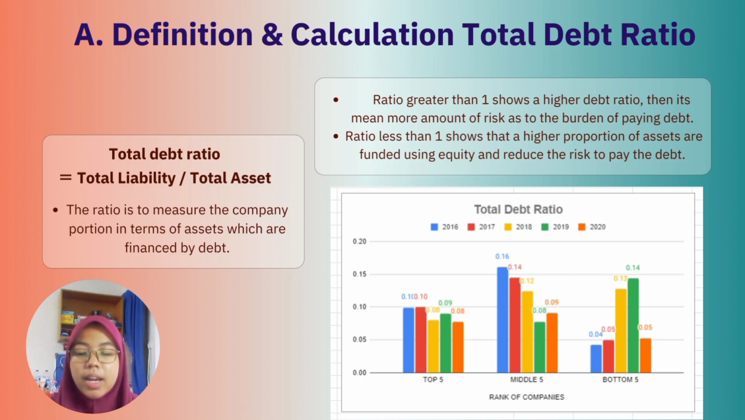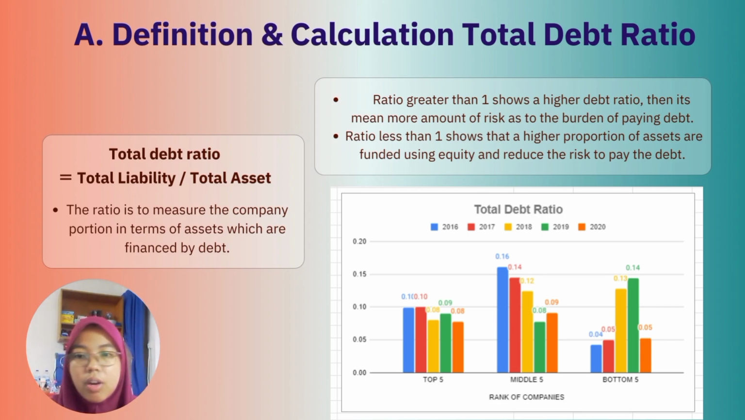From the graph, we have analyzed 15 companies of the healthcare sector, and we group them based on their rank: top 5, middle 5, and bottom 5. For top 5, you can see that in 2020, the total debt ratio is around 0.08, which means it's less than 1, showing that a higher proportion of assets are funded using equity and reducing the risk to pay the debt. Middle 5, you can see that in 2016 it has the higher total debt ratio, but in 2020 the debt ratio became lower.